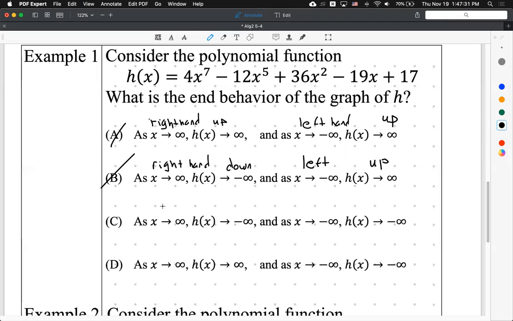As x approaches positive infinity, so I'll just say right instead of right hand, that means right down, left down. If I had to draw a picture of these, C looks like that. B looks like right hand down, left hand up, like this. A, right hand up, left hand up, looks like that. And then finally D, who can interpret D for us? C was not the answer.